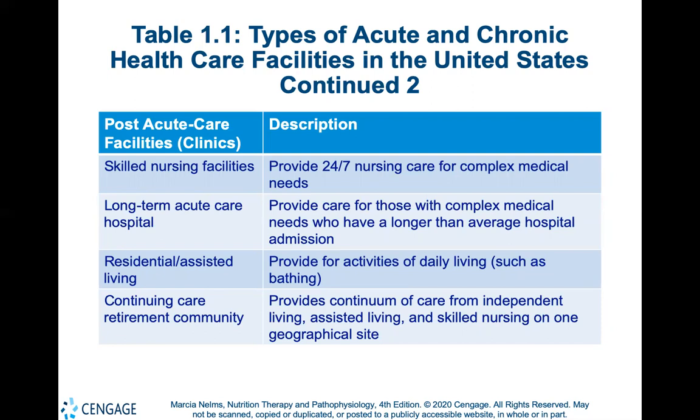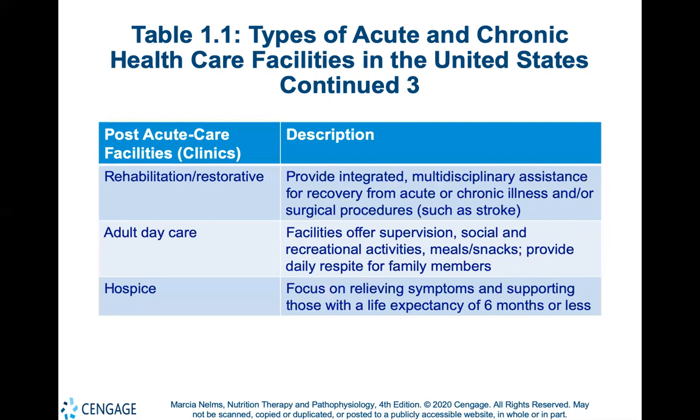Residential assisted living provides for activities of daily living, such as bathing or getting dressed. And then you have the continuing care retirement community. This provides a continuum of care from independent living, assisted living, and skilled nursing on one geographical site. You have rehabilitation. This provides integrated multidisciplinary assistance for recovery from an acute or chronic illness or surgical procedure, such as if a person had a stroke.